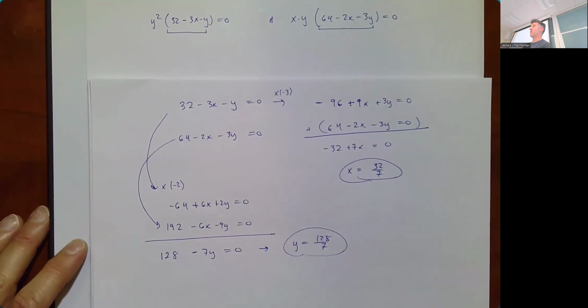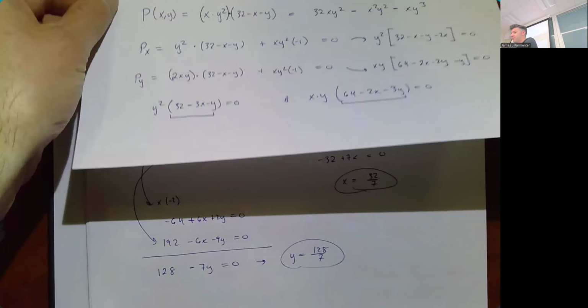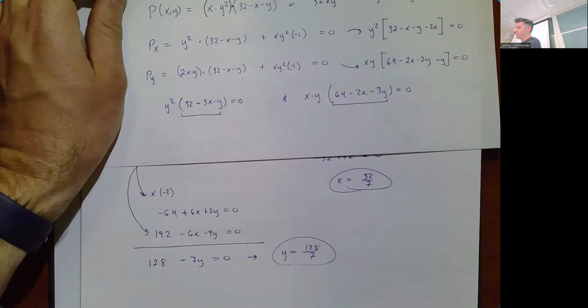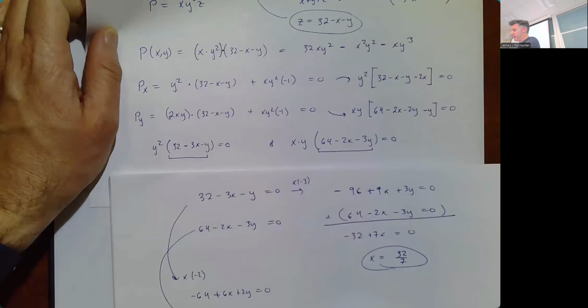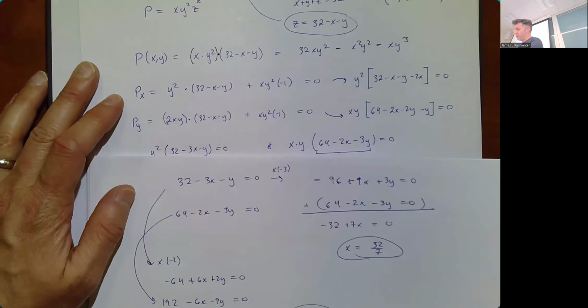We have two things left to do still. We have to find Z. We also have to verify that it's giving us a maximum. So if we look back at our first partials, I definitely went the harder way of doing this, I think, by using the product rule.